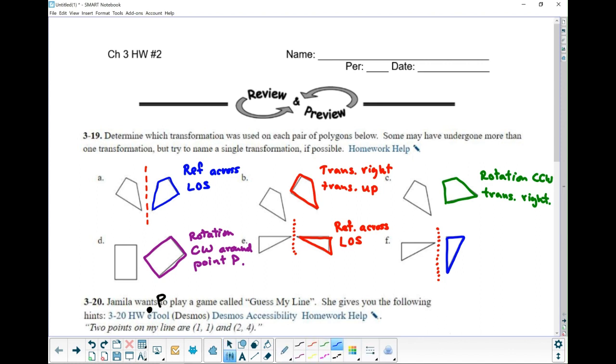So I'll say rotation clockwise 90 degrees. This one's a little easier to tell. Some of the other ones we were just kind of eyeballing it, and then you can do a reflection across your line of symmetry. Okay, that red line.